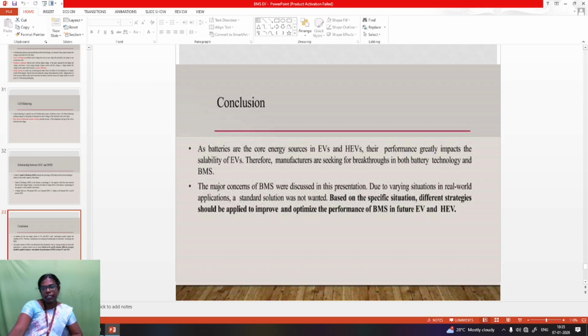Due to varying situations in real-world applications, a standard solution is not available. Based on the specific situation, different strategies should be applied to improve the optimized performance of BMS in future EV and HEV.